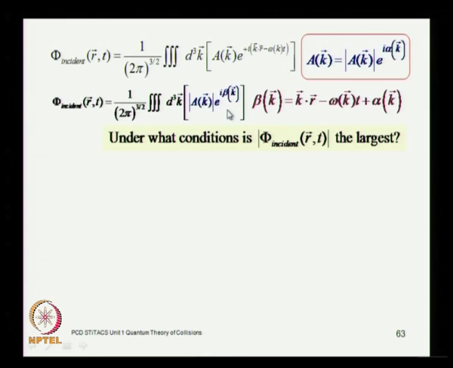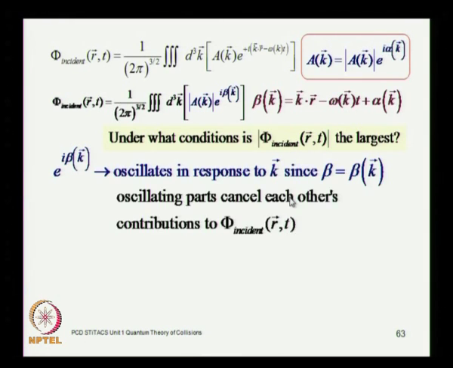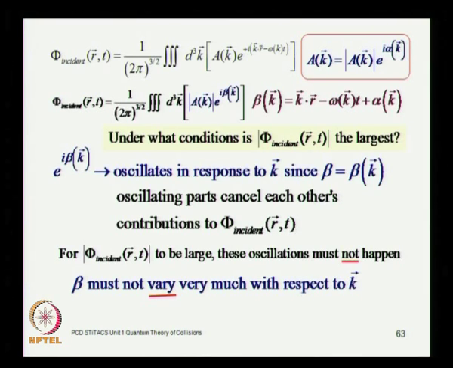So for different values of k it is possible that these oscillations cancel each other and you will not have a net resultant intensity. The condition that this is the largest is that these oscillations should not kill each other. In other words, this cancellation is taking place because beta is a function of k, and this condition should not be satisfied. Because the cancellation comes from the different components in the superposition having a net phase which depends on k, the condition for non cancellation is that these oscillations should not happen, and therefore beta should not change very much with k.